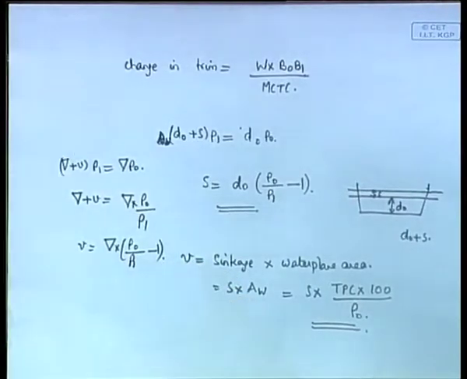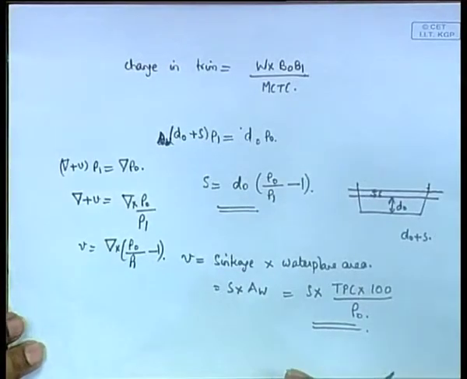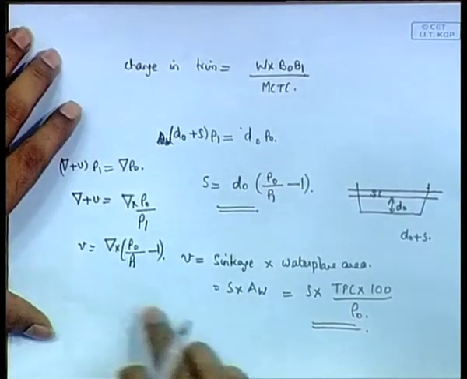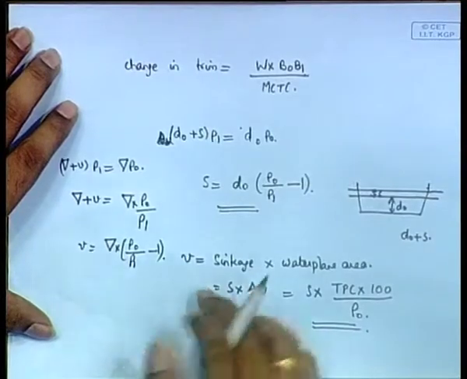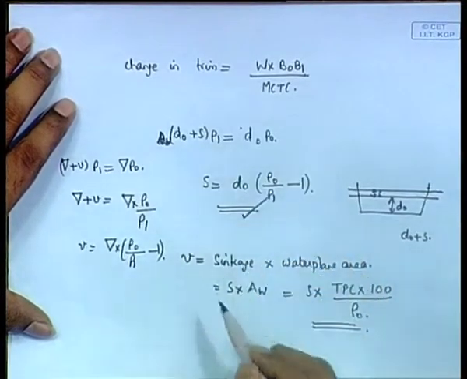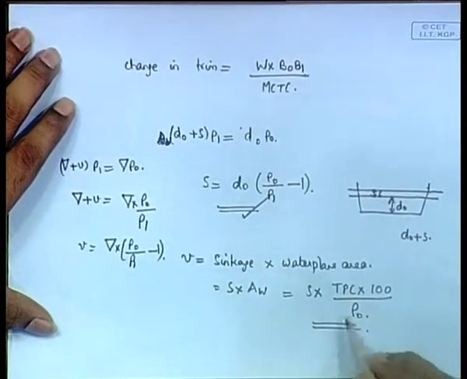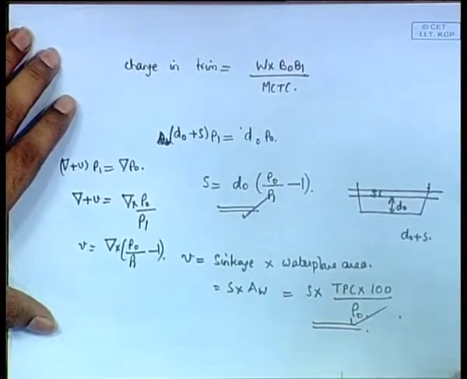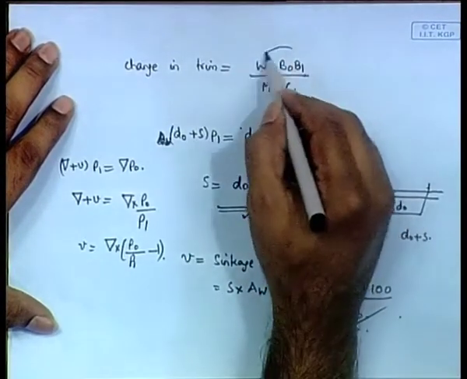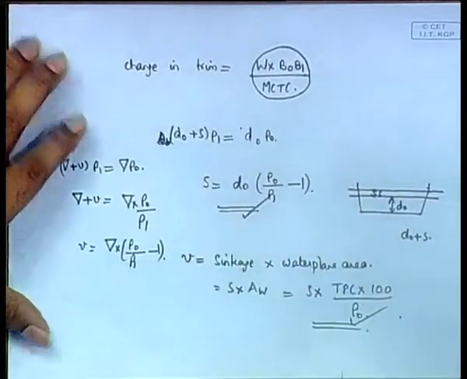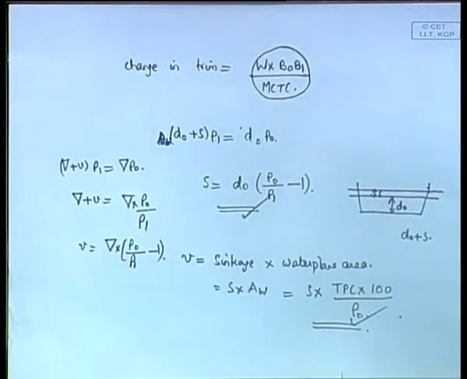So, we are having a couple of formulas for this, and we have this expression. We will need this for a few problems. So, this is needed. This is very important. W into B0 B1 by MCTC is the change in trim.